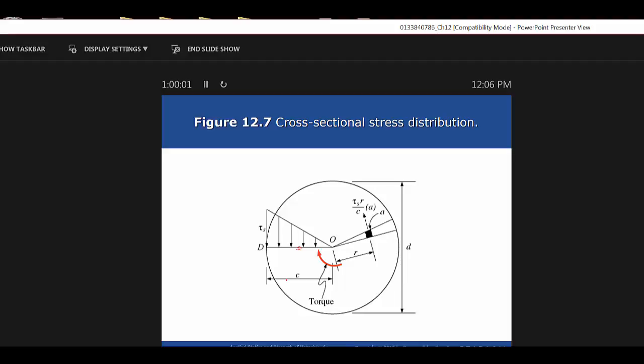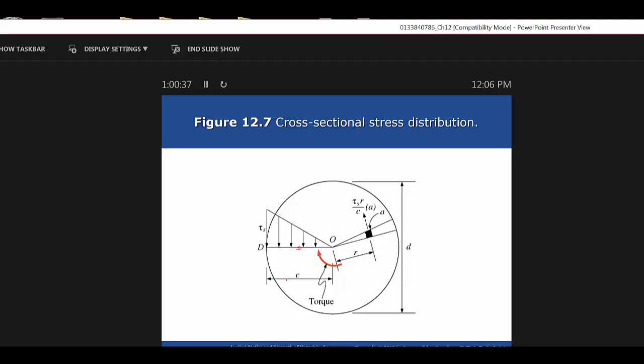Not quite. Example 12.2. Calculate the allowable torque that can be applied to a circular shaft. The allowable shear stress is 83 megapascals. For A, assume the shaft is solid and has a 150 millimeter diameter. For B, assume the shaft is hollow and has an outside diameter of 150 and an inside diameter of 125.